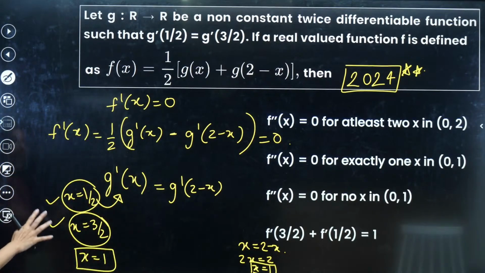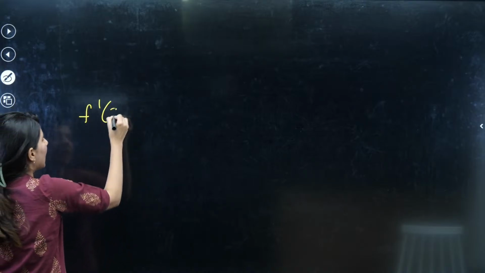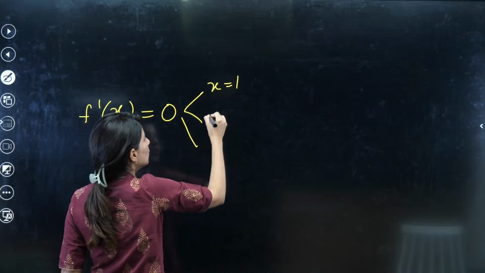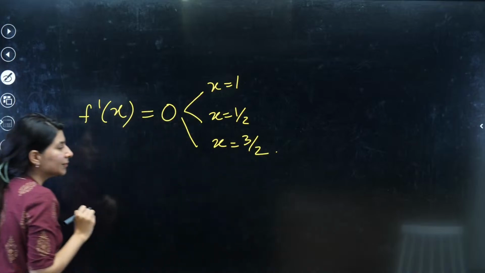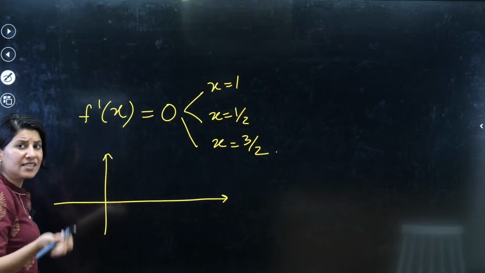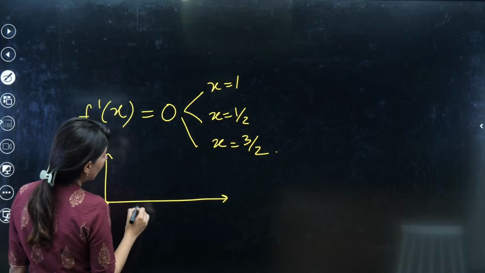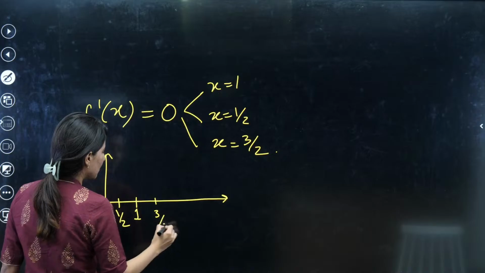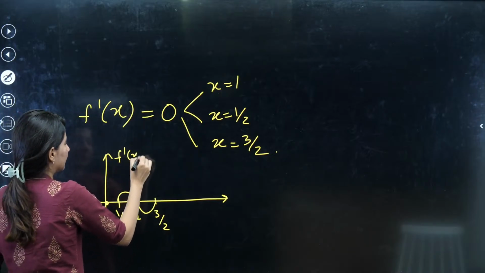Okay, so basically, if I talk about my f dash x, it is becoming 0 for 3 points: x equals to 1, x equals to half, and x equals to 3 by 2. Do you guys agree? Yes. And my f dash x is continuous and differentiable, right? So at x equals to 1, it is going to be 0, at half and 3 by 2. So my graph will be somewhat like this. This is my f dash x.